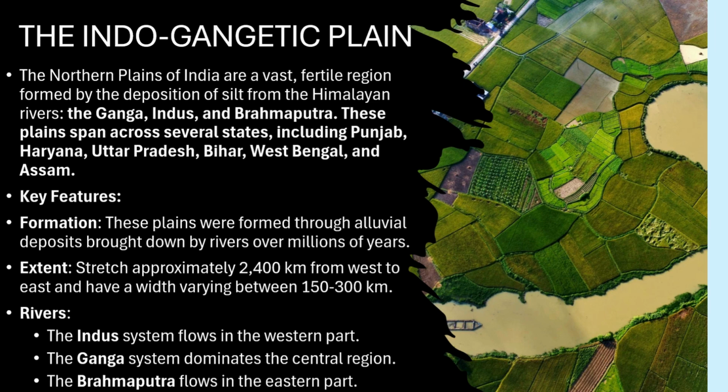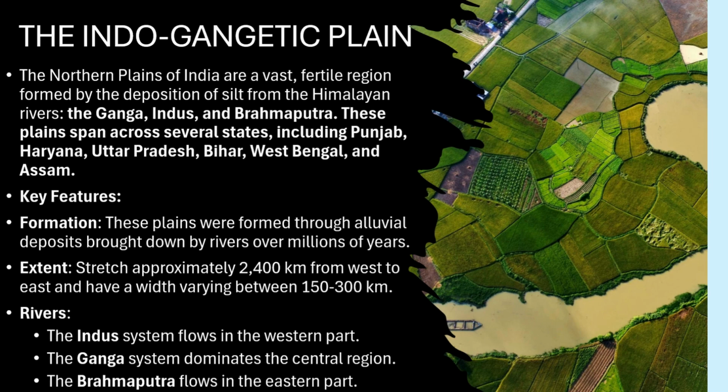What are these rivers? Let's find out. The rivers are Indus, Ganga, and Brahmaputra, making the name the Indo-Gangetic Plain. The Ganga was called Ganges by the Britishers. Weird, right? Key features: formation.